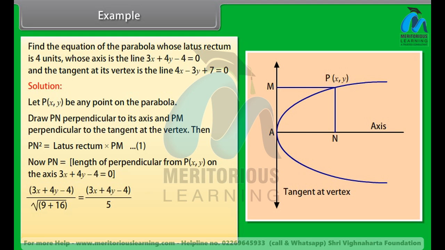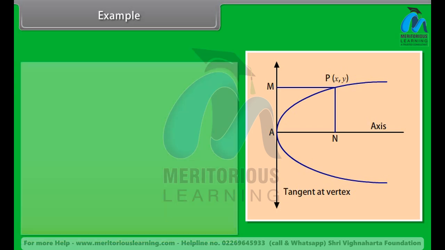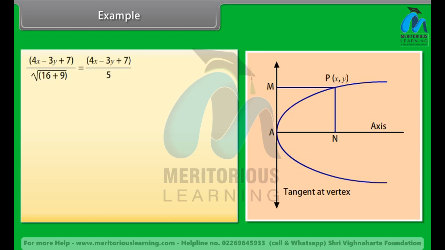That is (3x plus 4y minus 4) upon under root 9 plus 16, which is equal to (3x plus 4y minus 4) upon 5. PM is equal to the length of the perpendicular from P(x, y) on the tangent at vertex A, 4x minus 3y plus 7 is equal to 0, which is (4x minus 3y plus 7) upon under root 16 plus 9, equal to (4x minus 3y plus 7) upon 5. Latus rectum is equal to 4.